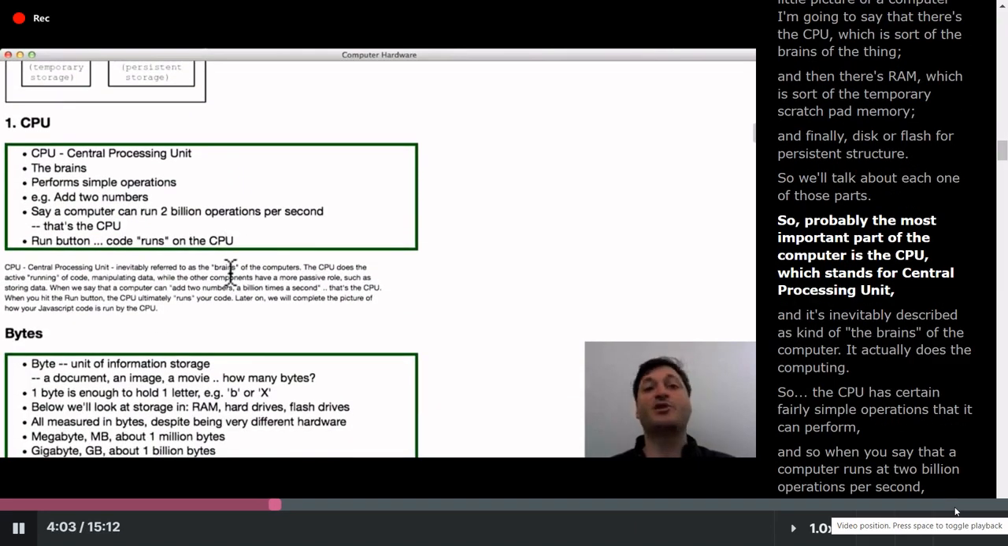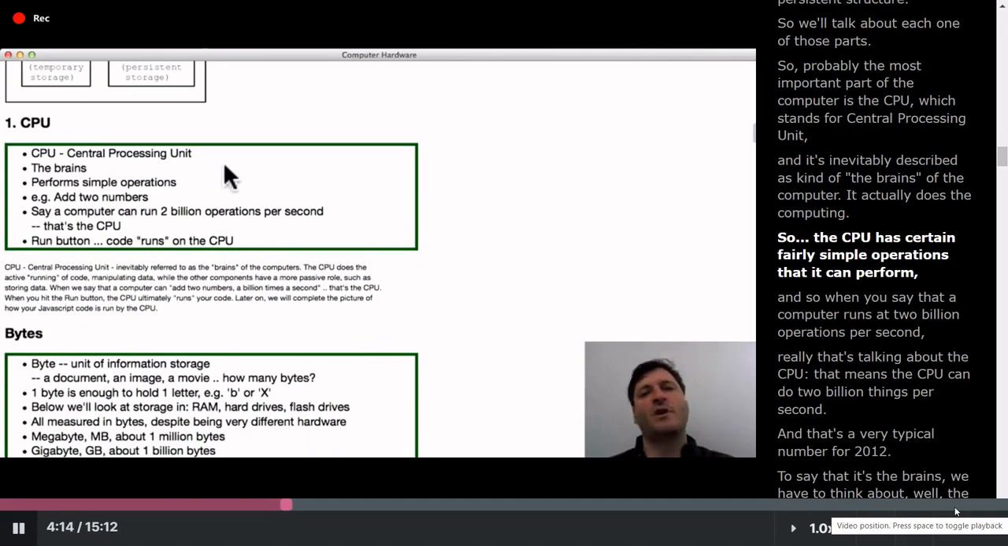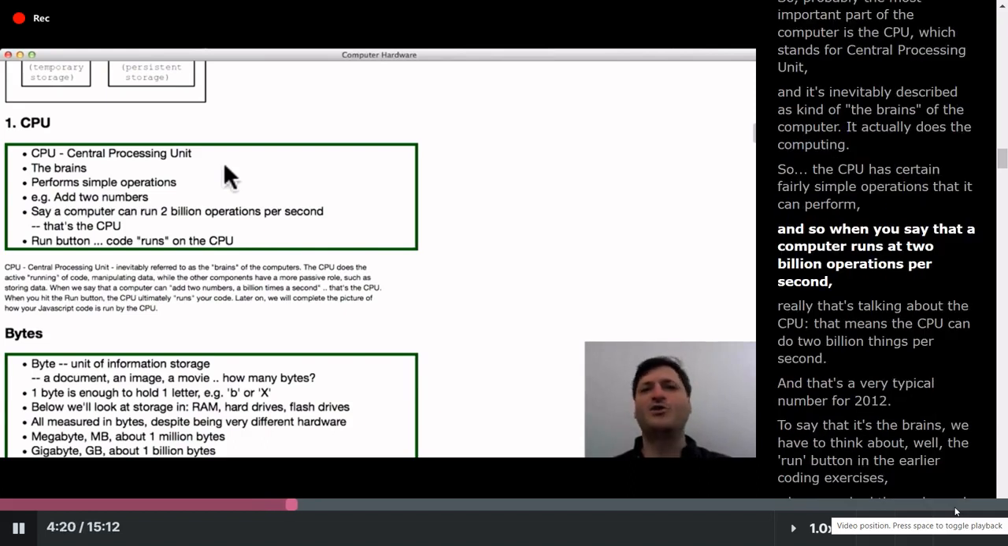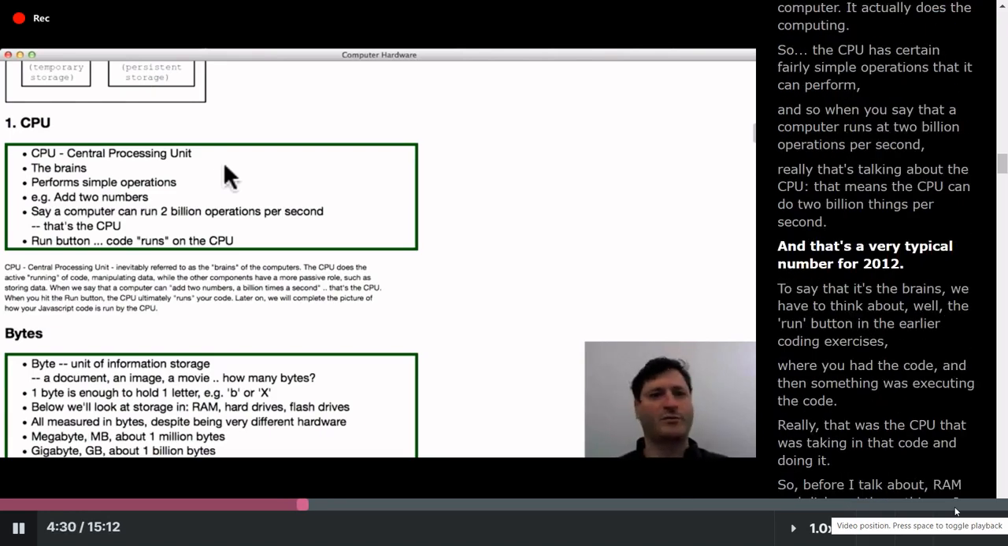So probably the most important part of the computer is the CPU. It stands for Central Processing Unit. And it's inevitably described as kind of the brains of the computer. It actually does the computing. So the CPU has certain fairly simple operations that it can perform. And so when you say that a computer runs at 2 billion operations per second, really that's talking about the CPU. That means the CPU can do 2 billion things per second, and that's a very typical number for 2012.